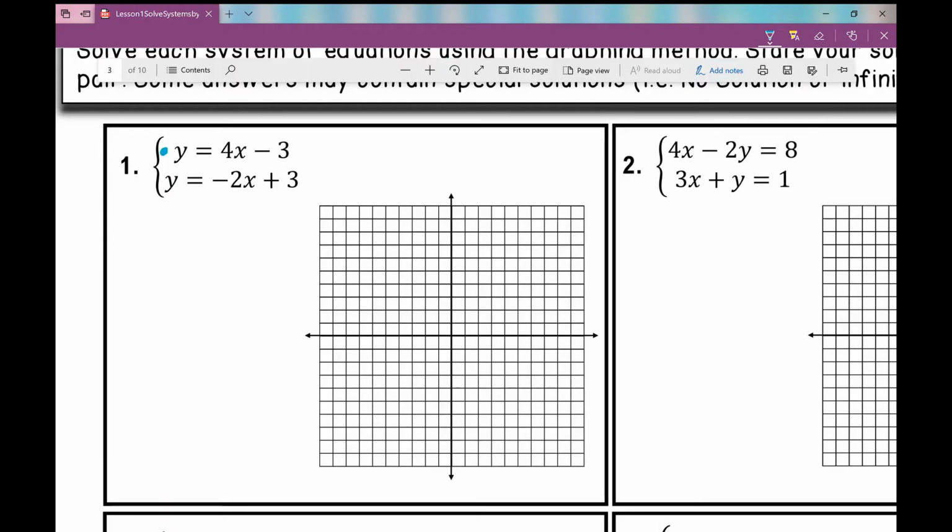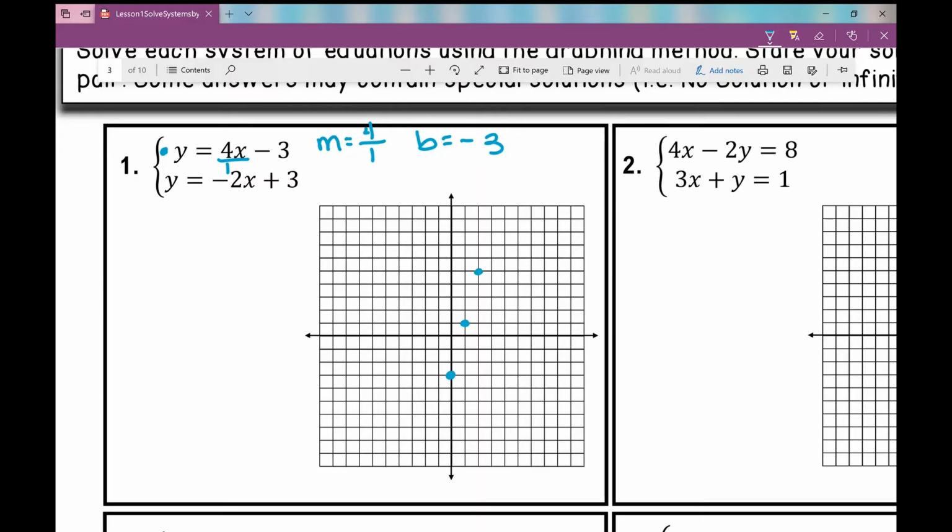What am I going to graph first? My y-intercept is negative 3. My slope, if you want to write 4 over 1, you can. And if you want to do this, 4 over 1, your y-intercept is negative 3, you can do that as well. So my slope is, I'm going to rise 4 and run 1.